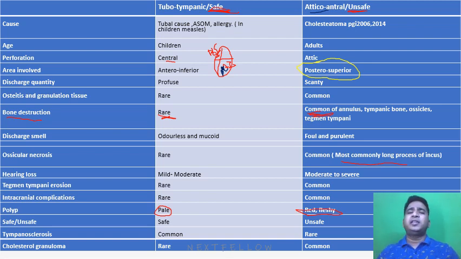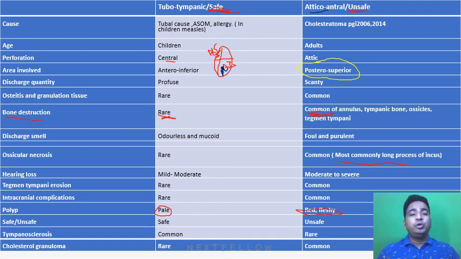Then again, safe variety, as the name itself suggests, is relatively safer, leading to lesser intracranial complication and safe to operate also. Whereas in atticoantral, obviously it is an unsafe variety, leading to intracranial complications, may lead to brain abscess, meningitis, sigmoid sinus thrombophlebitis, jugular venous thrombophlebitis, facial nerve palsy, etc. So it is an unsafe variety and we have to be more cautious.